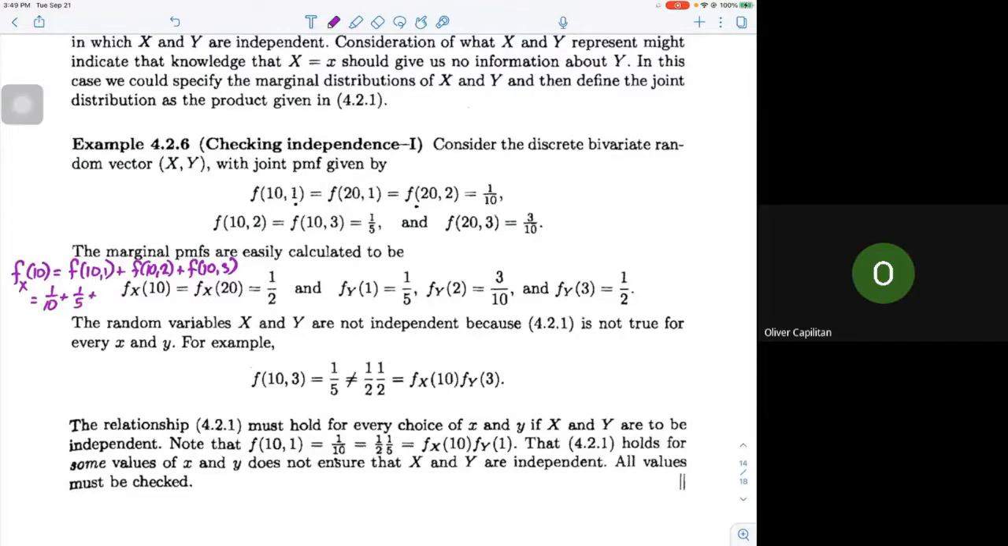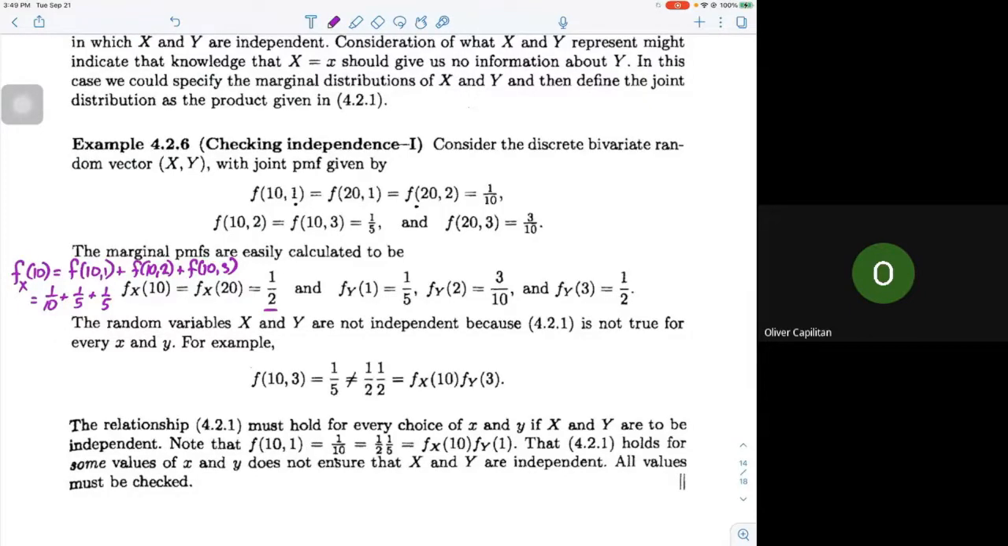1/5. That's 2 over 10. The second term and the third term are 2 over 10 each. So we have 4 over 10 plus 1 over 10. That's 5 over 10, and the answer is equal to 1/2. Okay? Then similarly, you can also compute the marginal PMFs of y.